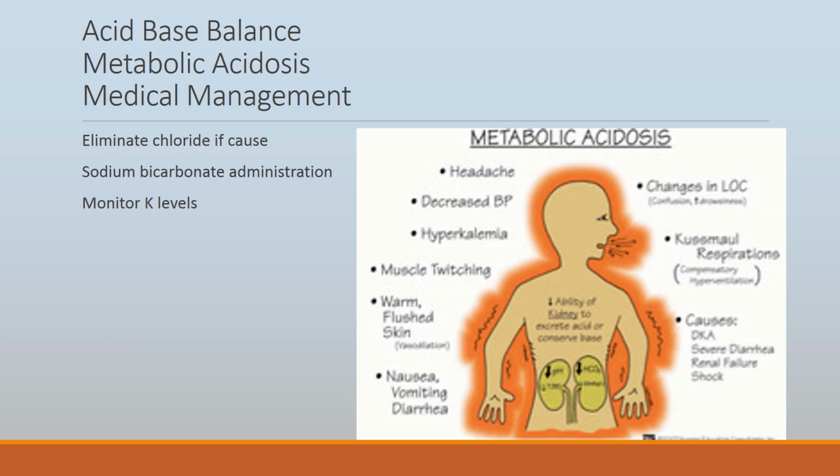So what do we do for metabolic acidosis? The biggest thing is first we have to see what the cause is. If it's because we have too much chloride in our TPN, we're going to adjust our TPN. If it's a patient that is in shock and is in metabolic acidosis, we're going to give sodium bicarb. Then we're going to monitor potassium, because we know that with sodium bicarb we're going to have alterations in potassium levels.